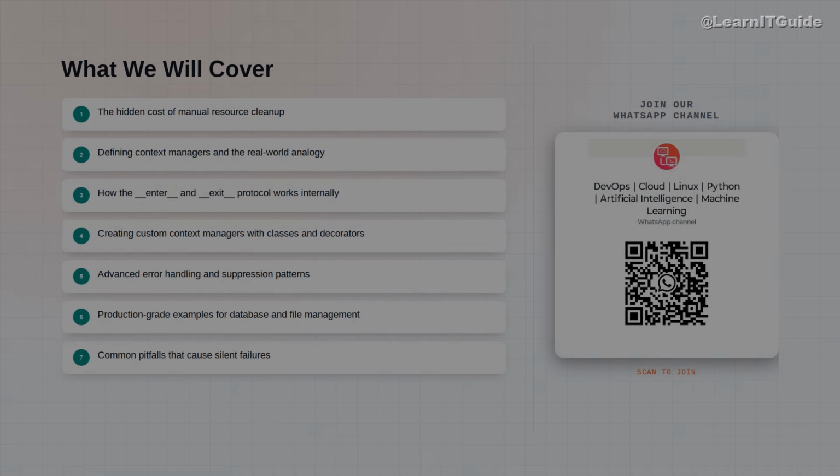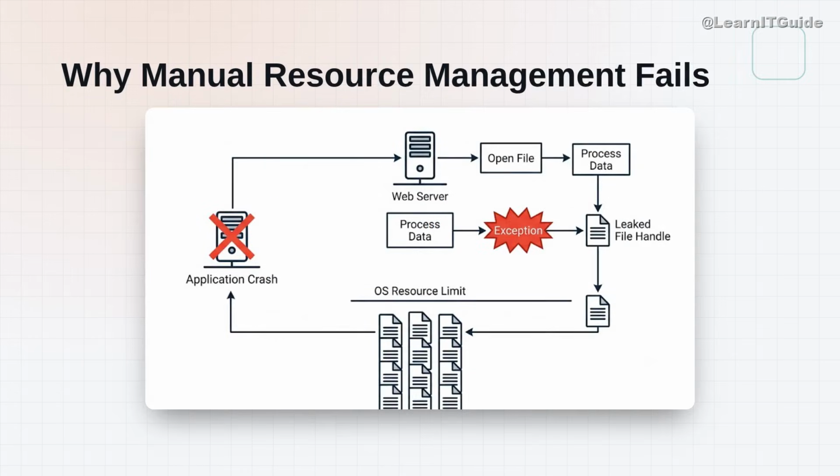Let us get started. So why is manual cleanup such a problem? Imagine you are opening a file in a high concurrency web server. You call open, you process data, but then an exception occurs. If you did not explicitly call the close method in a finally block, that file handle remains open forever. Do this a few thousand times and your server hits the operating system limit. The application crashes and you are left debugging a resource leak that has no obvious culprit. That is exactly the pain point context managers were built to solve.